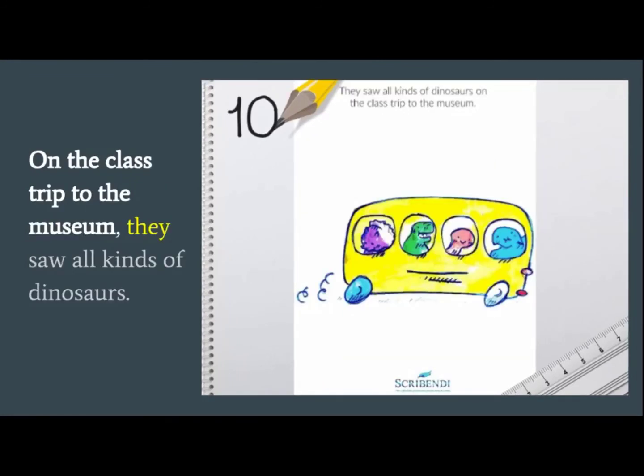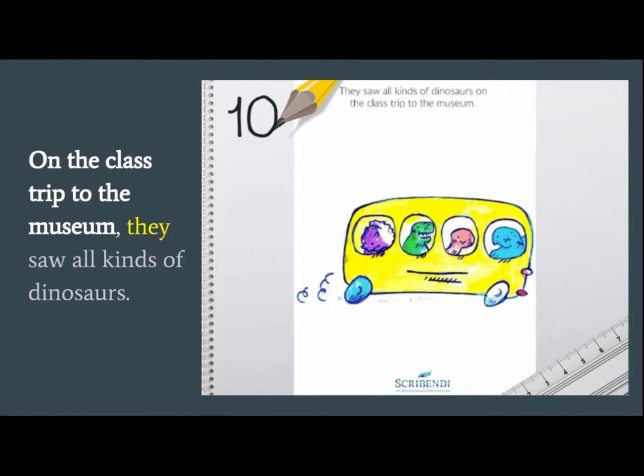Let's take a look at one more before you have a chance to practice. In this picture, they saw all kinds of dinosaurs on the class trip to the museum. However, who is on the class trip to the museum? In the picture, it's the dinosaur. The sentence, on the class trip to the museum, they saw all kinds of dinosaurs, implies students or people were on the class trip to the museum.